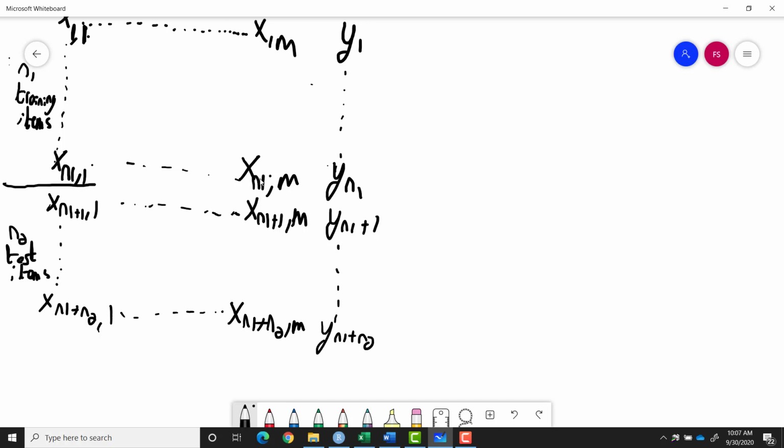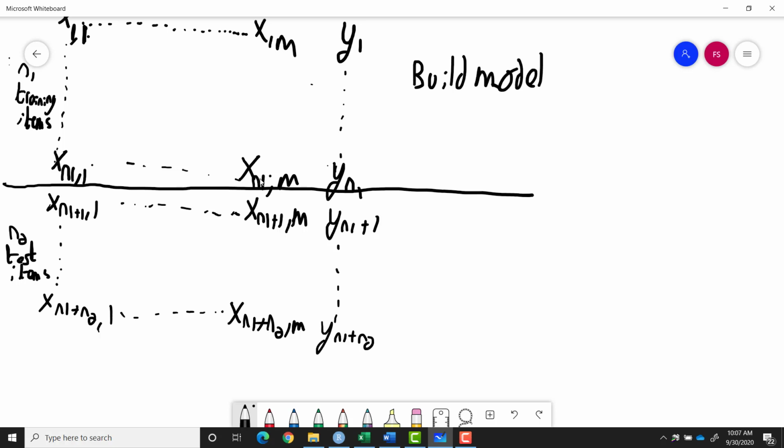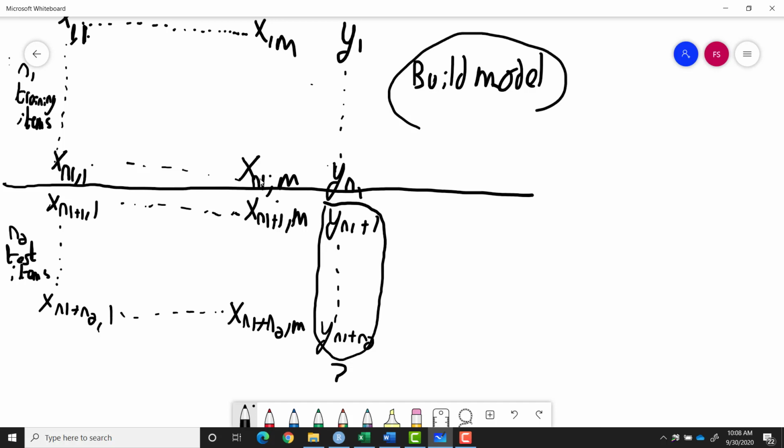So what we're going to do, let's just draw a line, is we're going to build our model up here. This is sometimes called the holdout sample or the test sample. And then we pretend we don't know these y values. So we pretend we've got no idea what's going on here. And we use this independent data and the model that we have from before in order to make these predictions.